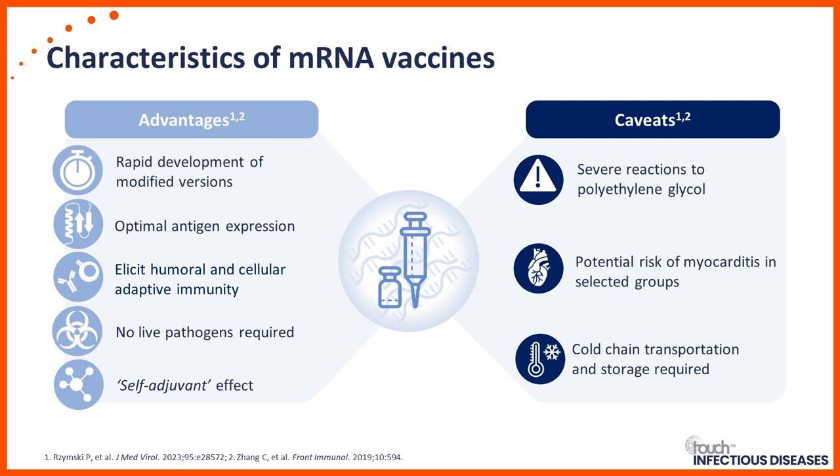Another advantage is that it's able to elicit both humoral and cellular adaptive immunity, which is a good way of training your body to recognize these pathogens. It doesn't matter which immune mechanism you're going for, you get both the humoral and cellular immunity. It doesn't require a live pathogen, so it's much safer to produce on a large scale, and it has this self-adjuvant effect. So we don't need to add anything else into the vaccine to get this training and triggering of your immune system. However, there are also a number of disadvantages to mRNA vaccines.